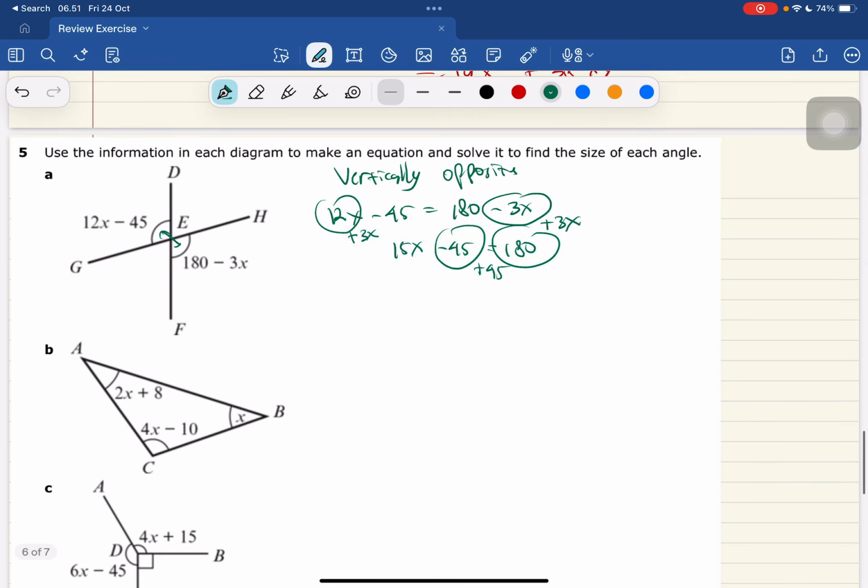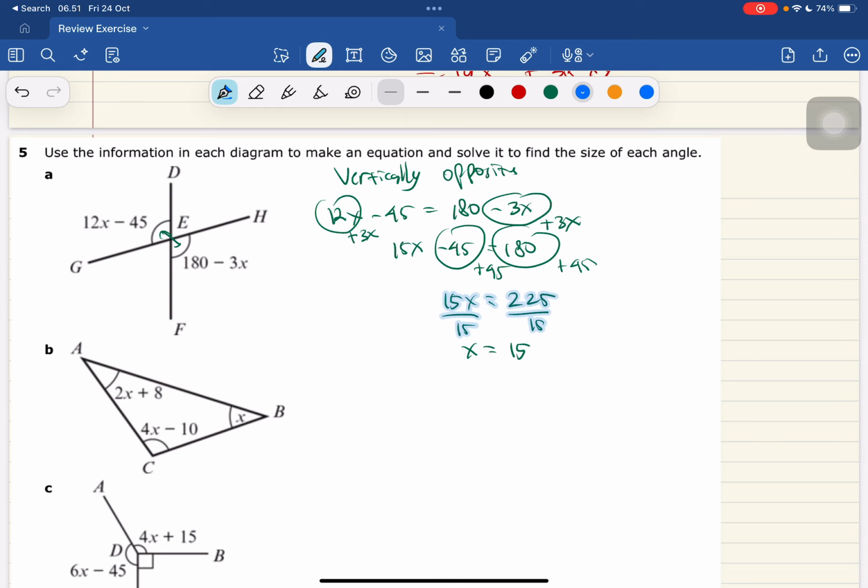So it's also plus 45. So 15x equal to 180 plus 45 is 225. To make it only x, we need to divide it by 15. So x equal to 225 divided by 15 is equal to 15.